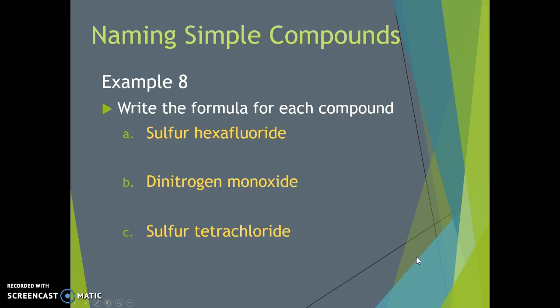As far as formulas, sulfur hexafluoride, just the sulfur tells us there's 1, and then hexa, that prefix means 6, so it would be SF6. Dinitrogen is 2 nitrogens. Monoxide, mono means 1, so N2O. And then sulfur tetrachloride, the prefix tetra means 4, so it would be SCl4.